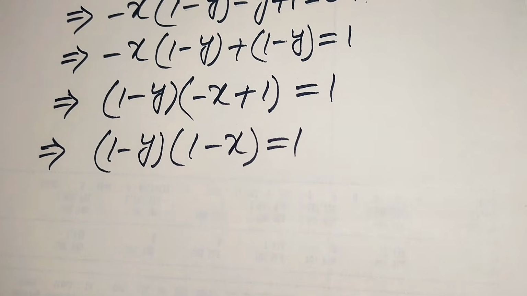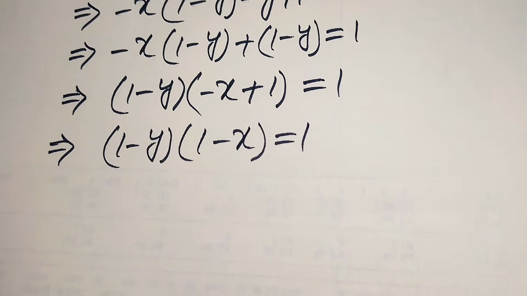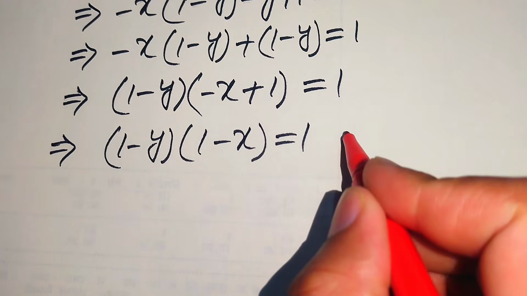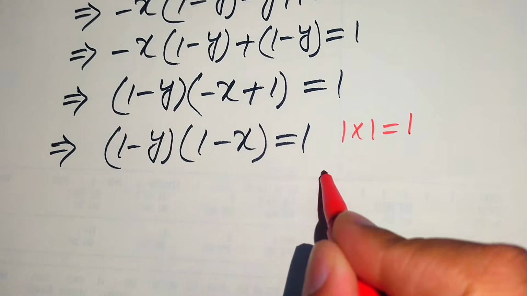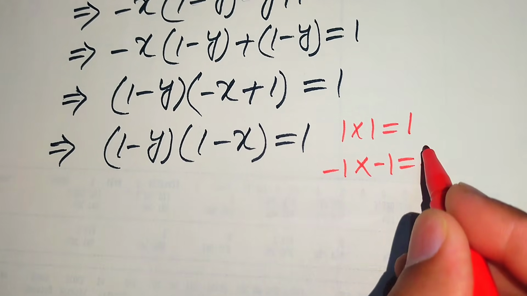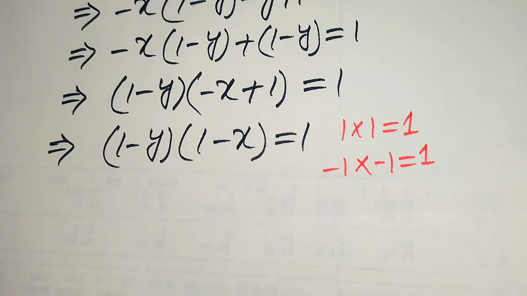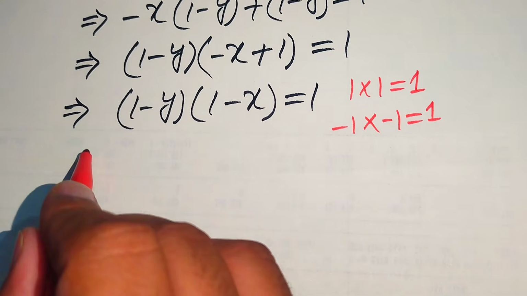So here you see that in the left hand side there are two factors multiplied by each other, but in the right hand side we have only one factor. So we need to find any two numbers whose product becomes 1, and there are two possibilities. These are 1 multiplied by 1 is equal to 1, and minus 1 multiplied by minus 1 is also equal to plus 1. So it means that we divide this equation into two cases.